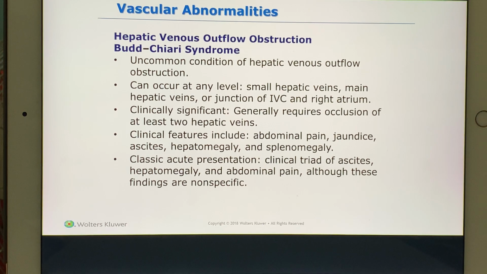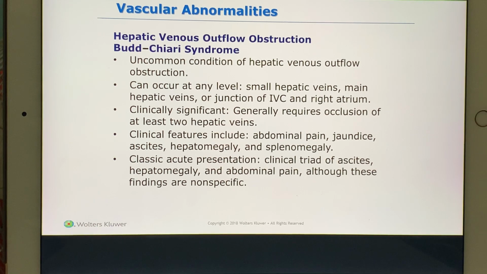Okay? So the clinical presentation is ascites, hepatomegaly, and abdominal pain. And a lot of times these are going to be non-specific, and so they're going to order an ultrasound first because it's the cheapest and the fastest. And then if we find something, they're going to send it over to CT. If they find it in CT first, they're going to send it over to ultrasound to confirm it. So be sure to always look at your other imaging that goes along with your patients.